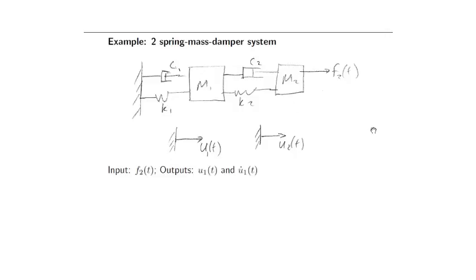And now I'm going to analyze the case where we've got a single input, double output system, and the outputs are U1 and the velocity of mass 1, or the speed of mass 1, U1 dot. So U2 is actually not an output of the system. Okay. Everybody happy?